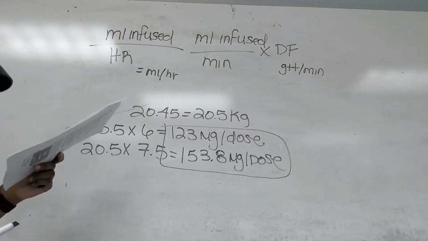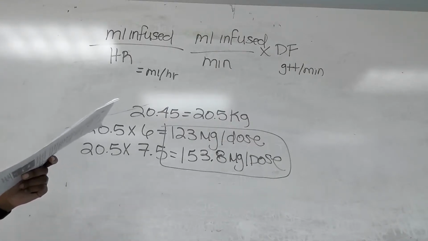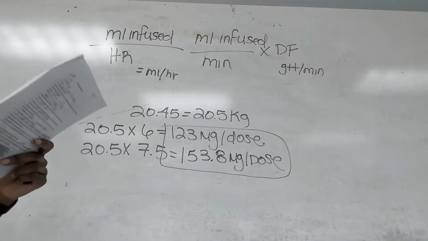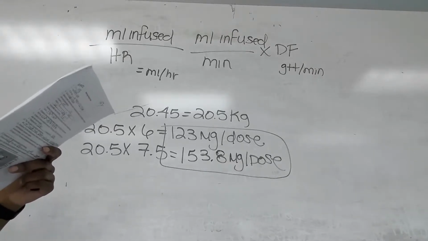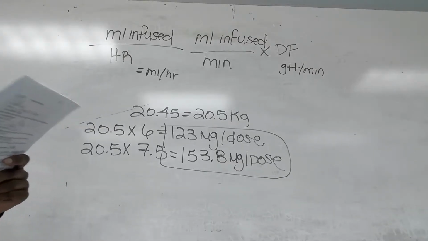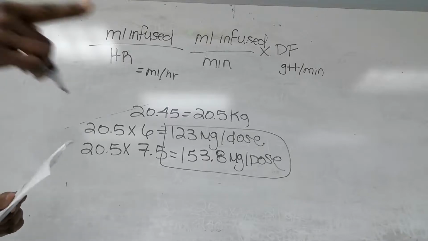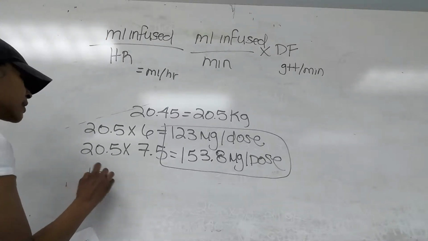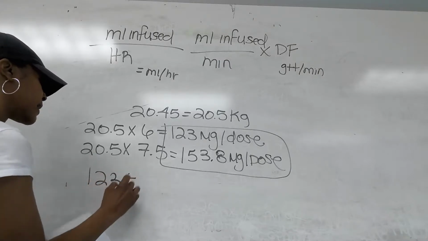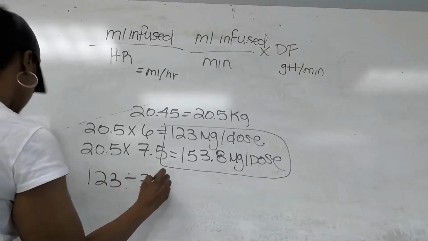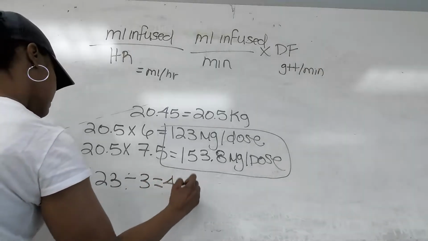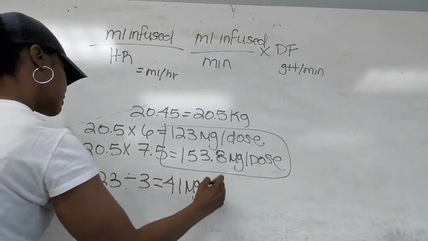4. Why 4? To make it even for 24 hours. Because the doctor says every 8. So that's 3 times. That's how you know which one to choose, according to what the doctor ordered. So it would be 3. So it would be 123 divided by 3, and we come out with 41 milligrams per dose.